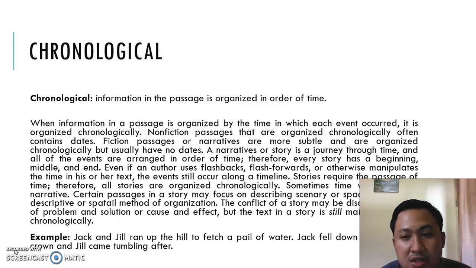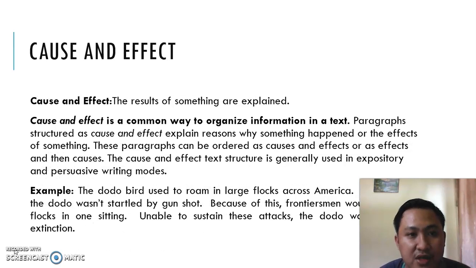Therefore, if a story has a beginning, middle, and end, even if an author uses flash forward and otherwise manipulates the time in his or her text, the events still occur along a timeline. Example: Jack and Jill ran up the hill to fetch a pail of water. Jack fell down and broke his crown, and Jill came tumbling after.